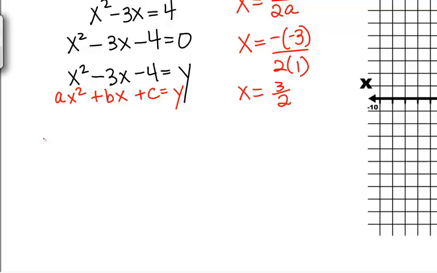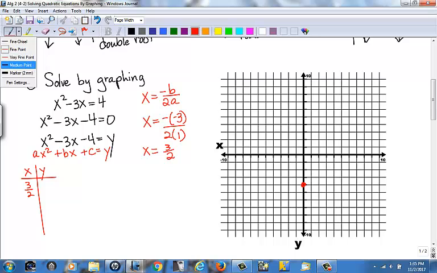Okay, so if I'm making a table, my x is 3 halves. That's my coordinate, and I want to do the axis of symmetry. So x equals 1.5. So at 1.5, we're going to do the axis of symmetry.